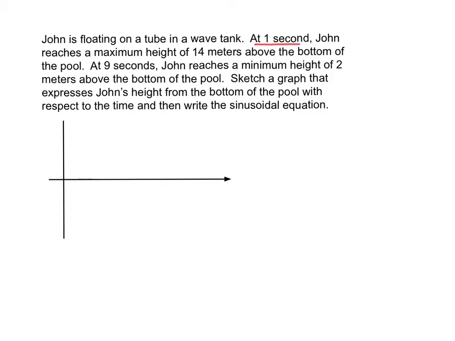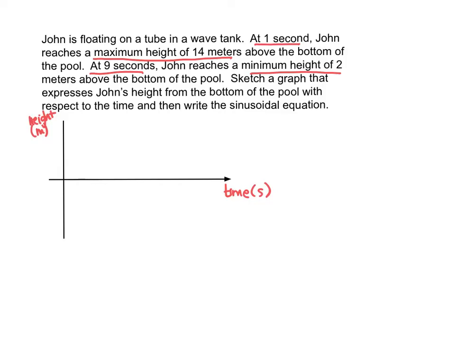At 1 second, John reaches its maximum height of 14 meters above the bottom of the pool. At 9 seconds, John reaches the minimum height of 2 meters above the bottom of the pool. Sketch the graph that expresses John's height from the bottom of the pool with respect to the time, and then write the equation. So we know time has to be here on the independent axis, and we're going to write our height right here, and this is in terms of meters.